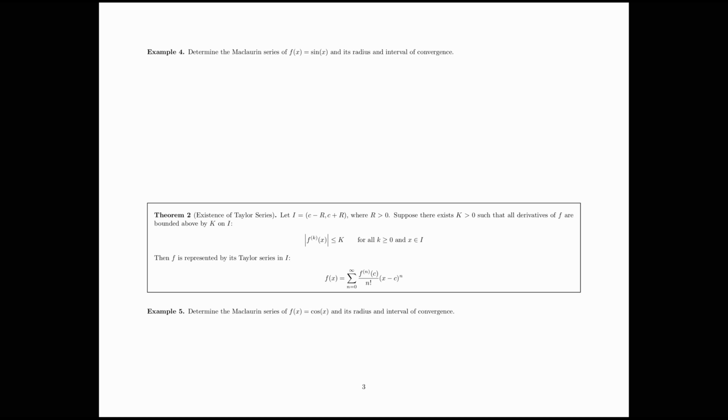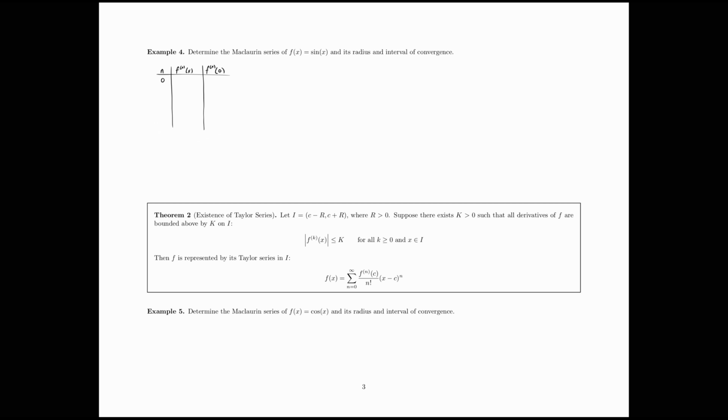Right, this next example, example 4: determine the Maclaurin series of sine of x and its radius and interval of convergence. For this one, we'll definitely use a table. So we'll start off. The far left column is n, starting with the value 0. The next column will be the nth derivative as a function of x. And then the next column will be that nth derivative evaluated at the center. And since this is a Maclaurin series, we know that our center value is 0.